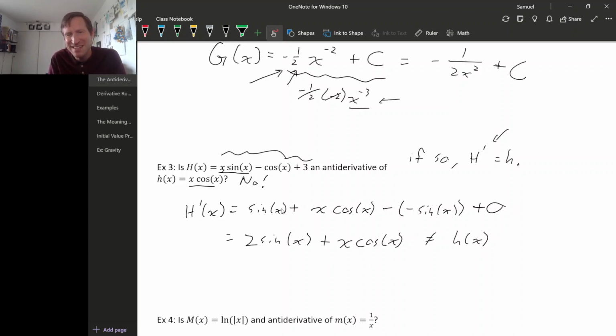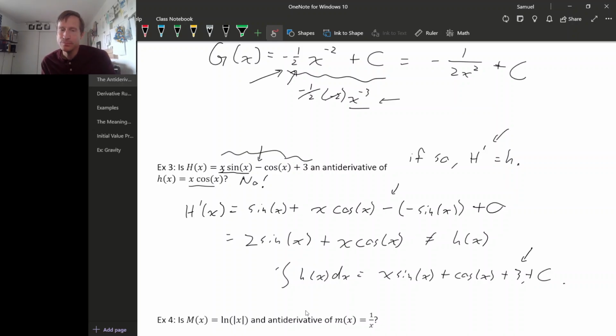On the other hand, we can see how we could fix this. If we just change this minus sign to a plus, then that would leave this minus sign alone, and then with this sign we'd be adding a sine of x to a minus sine of x. So in fact, the antiderivative of little h is not x sine x minus cosine x plus 3, it's x sine x plus cosine x plus 3. Or really plus any constant.